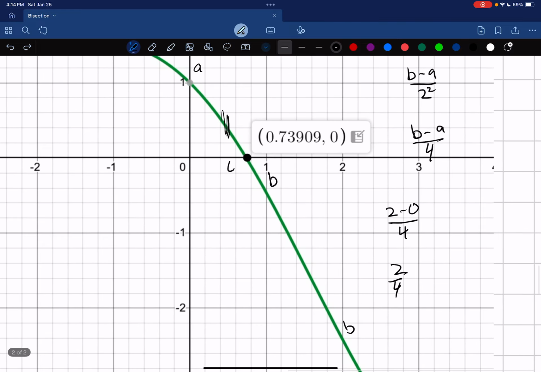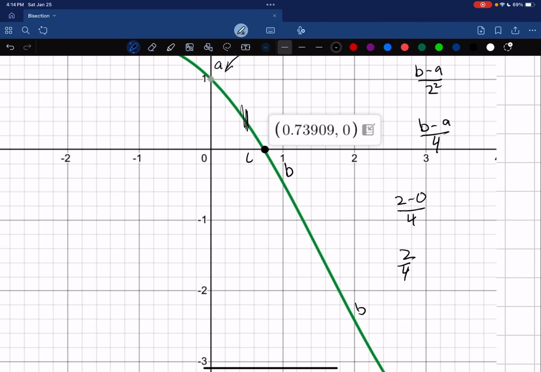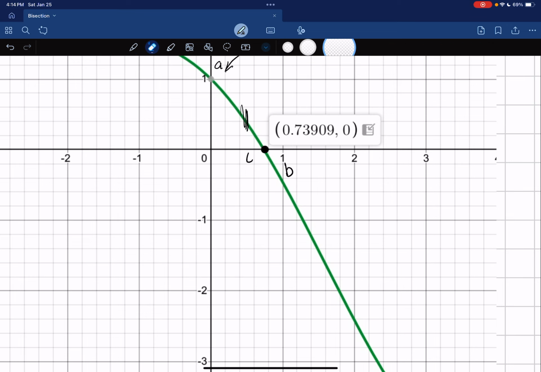So instead of using the original A and B, I'll use my new AB, so let me remove these. Then in this case, you don't need to square it. You'll just do your new AB divided by 2. And that's your new error.